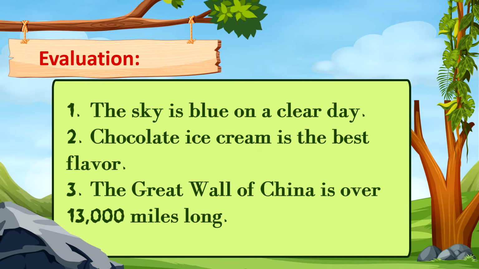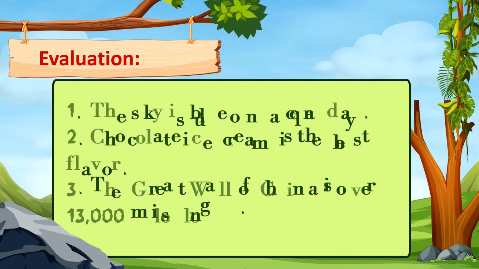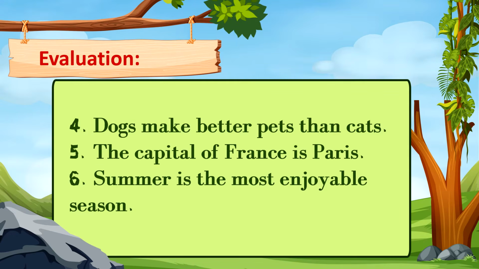1. The sky is blue on a clear day. That is fact. 2. Chocolate ice cream is the best flavor. That is opinion because of the word best. 3. The Great Wall of China is over 13,000 miles long. That's a fact. 4. Dogs make better pets than cats. That's an opinion. You have the word better.